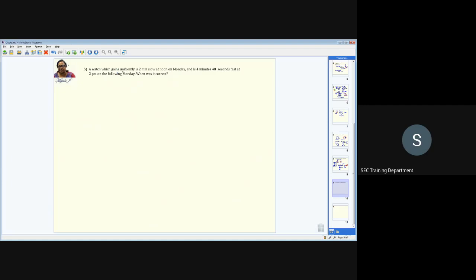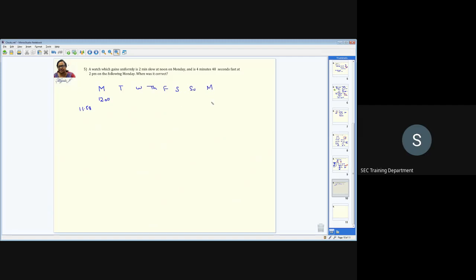A watch which gains uniformly is 2 minutes slow at noon on Monday, and 4 minutes and 48 seconds fast at 2 p.m. on the following Monday. So when you consider one particular Monday, noon is nothing but 12 o'clock. It is going to be slow by 2 minutes. So it may be 11:58 instead of 12 o'clock. And then you have Tuesday, Wednesday, Thursday, Friday, Saturday, Sunday, and then comes again Monday.